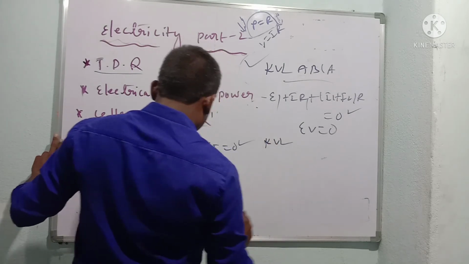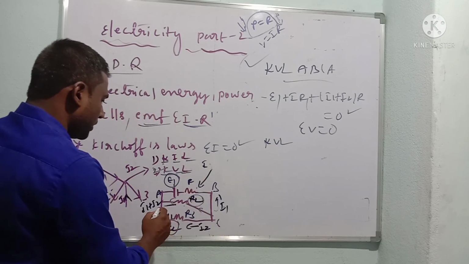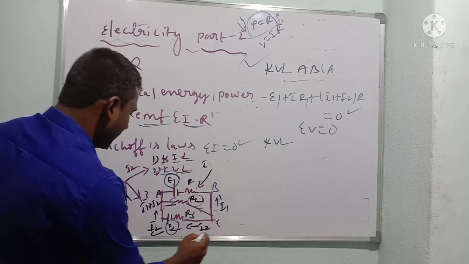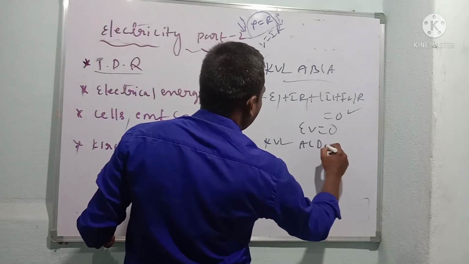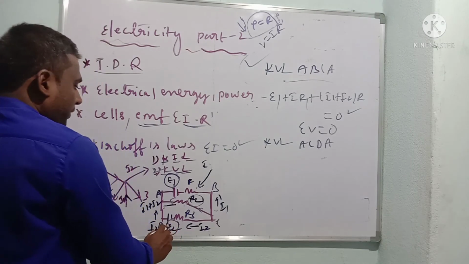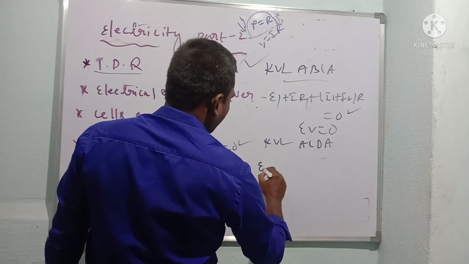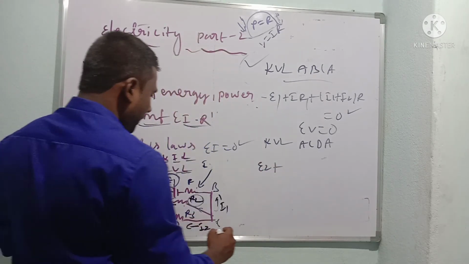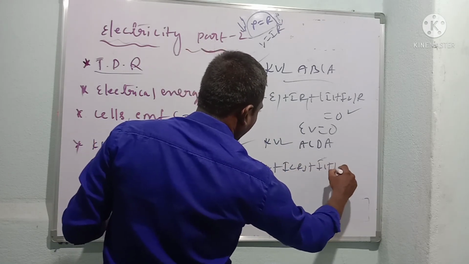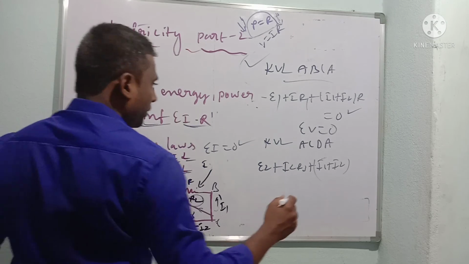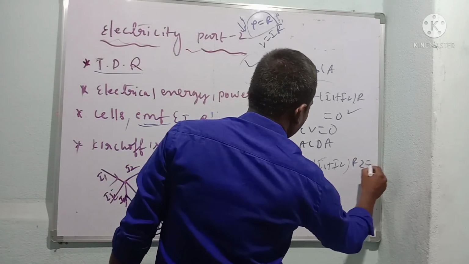Next, if I apply Kirchhoff voltage law to the other loop, going negative to positive, that becomes what? A, C, D, A. So here EMF is moving from positive to negative, that is plus E2. Now this is I2R3 plus (I1 plus I2) into R2. This is minus because current is negative, which is equal to 0.